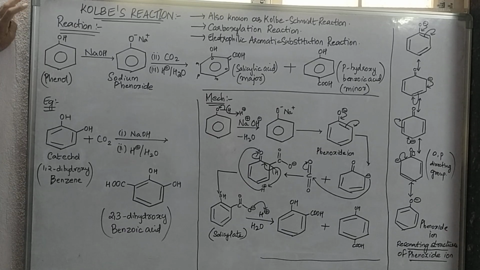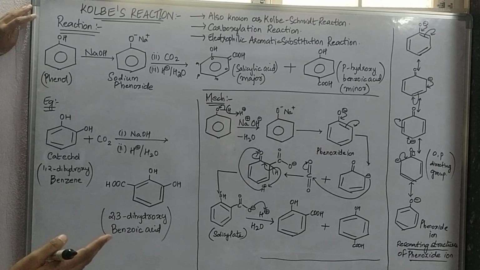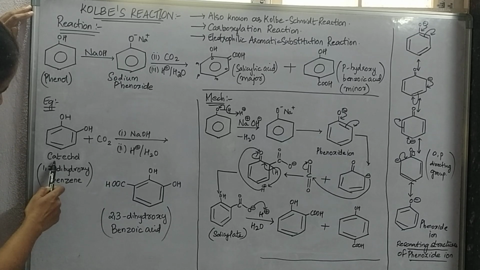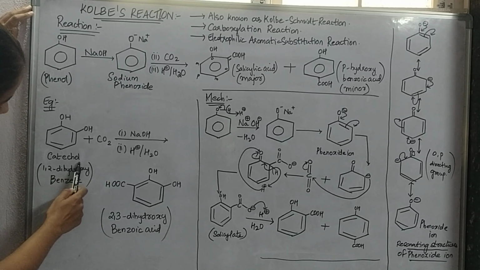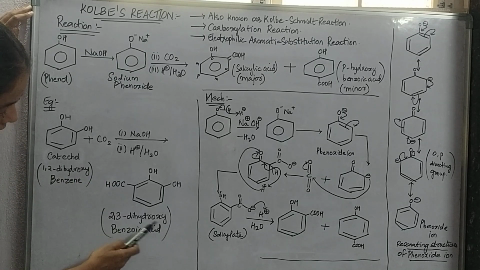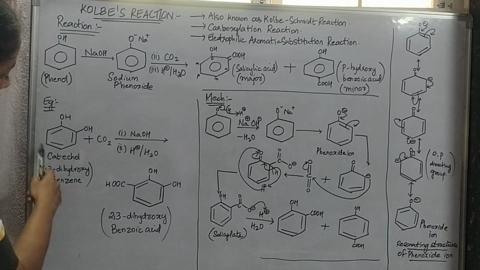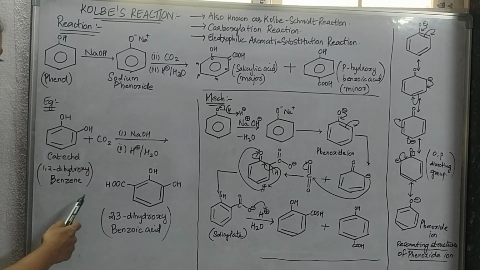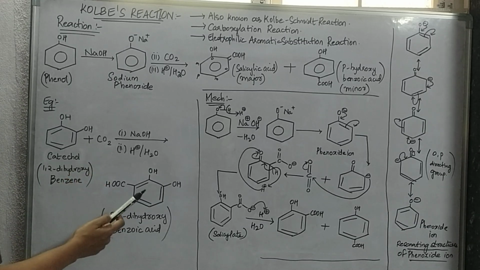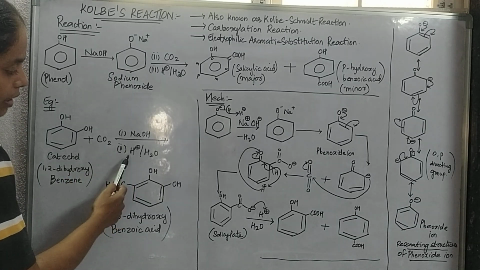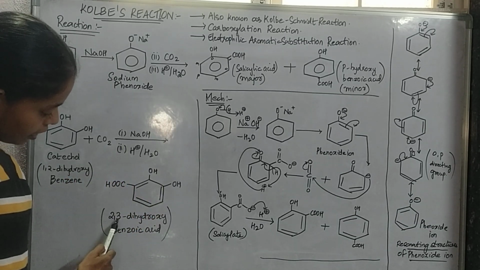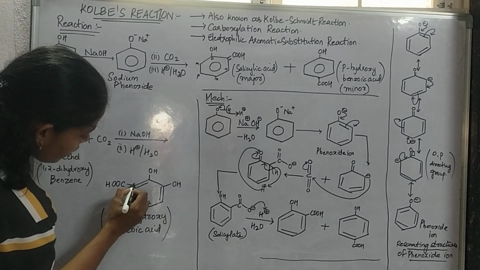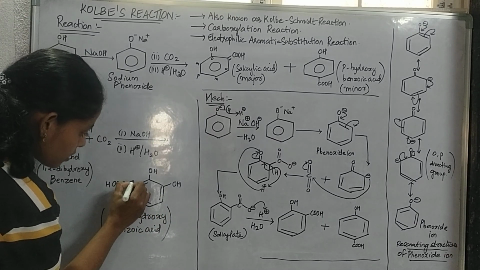Now where can we see Kolbe's reaction? Here is an example of Kolbe's reaction, where we get to see catechol converting into 2,3-dihydroxybenzoic acid. This is catechol, which is also called 1,2-dihydroxybenzene. It will react with carbon dioxide first in basic medium as well as in acidic medium, and will give us 2,3-dihydroxy. So here, priority wise, again we are giving first priority to our carboxylic acid group.